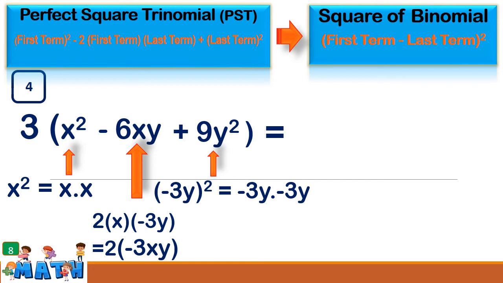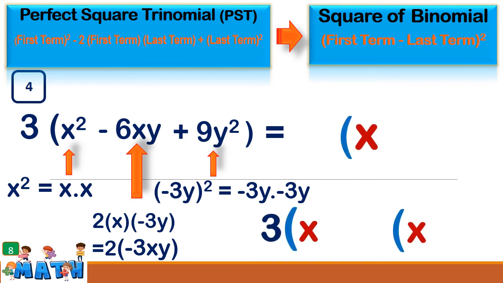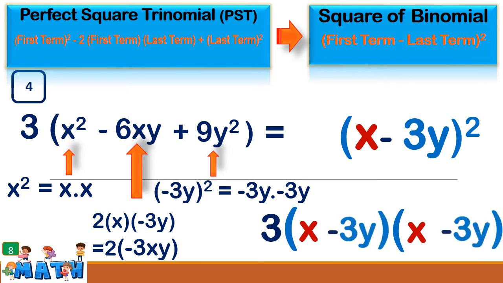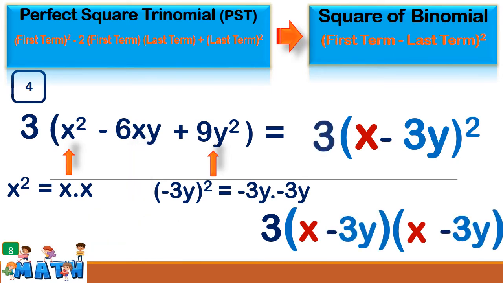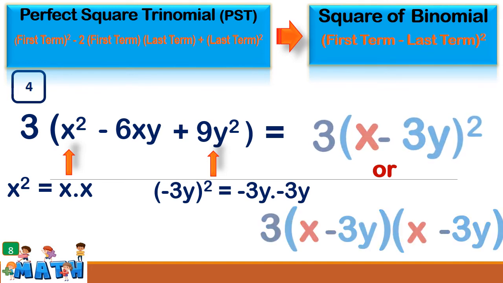And writing the factors, using the pattern, so we have x, which is the first term, and negative 3y, which is the last term. So, writing the factors completely, we have 3 times the quantity x minus 3y squared, or 3 times x minus 3y times x minus 3y, which is the square of binomial.